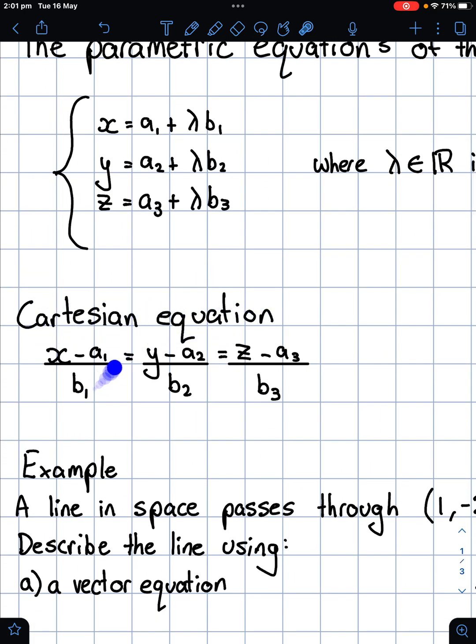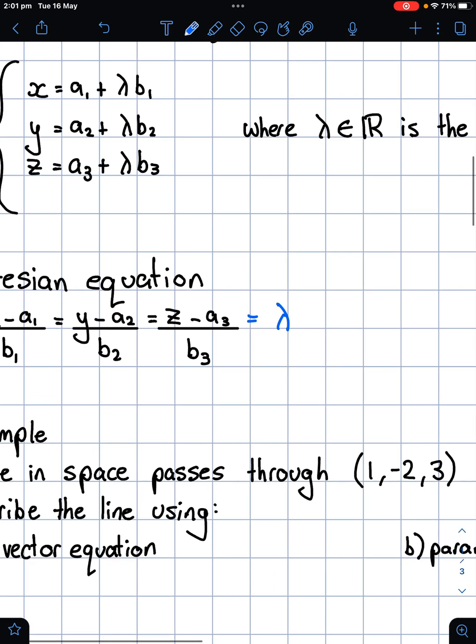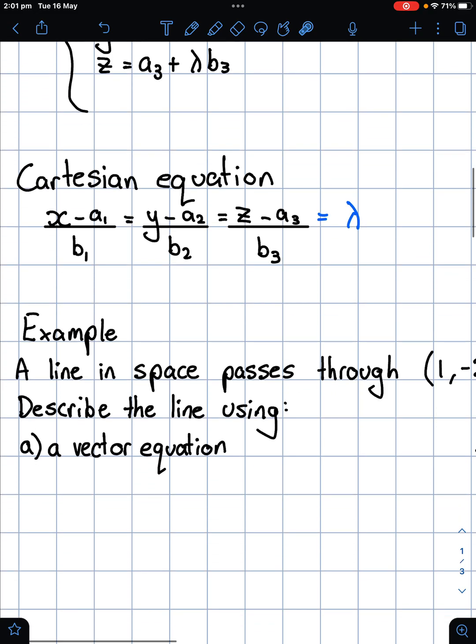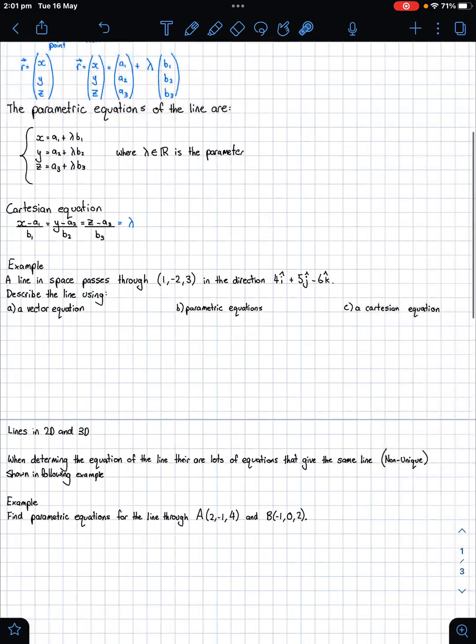Our Cartesian equation is always these three things next to each other, and what you'll realise is these all equal lambda. If I was to rearrange this initial one for lambda, it would be X minus A1, divided by B1, and that would equal lambda. So that's just a bit of definition time. Let's jump into this example here.